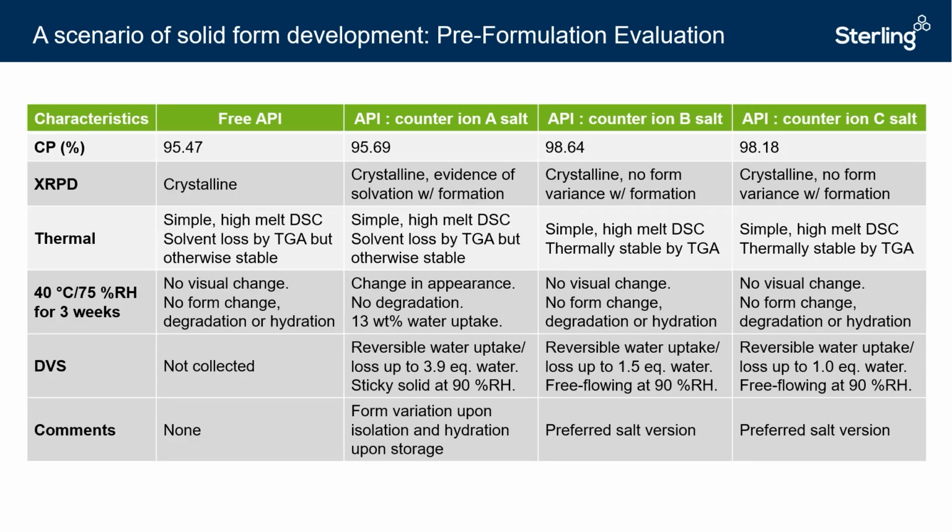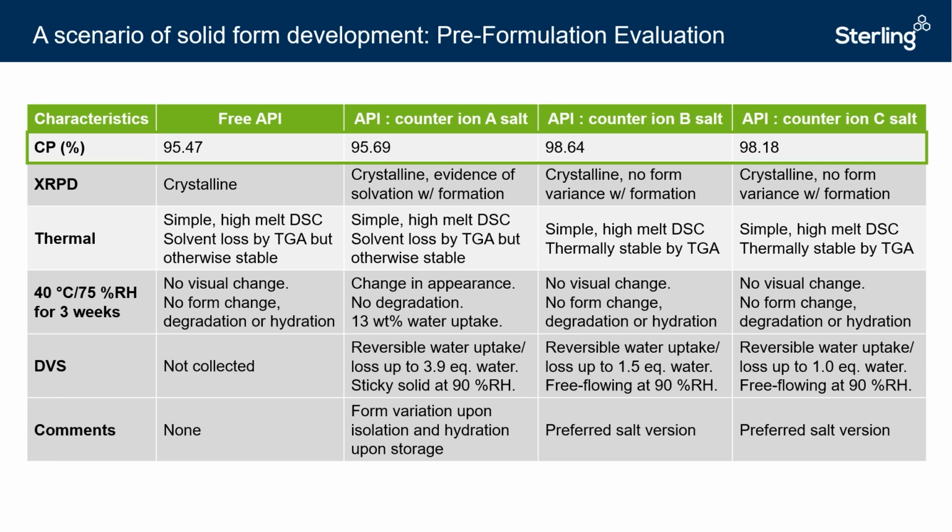The detailed table shown here is a summary of the solid form characteristics of the API salt versions isolated, including the impact of humidity by DVS and humidity and temperature following conditional storage. The salt formation of the counter-ion B and C salts afforded significant improvements to the overall chemical purity compared to the input free API, whilst the formation of the counter-ion A salt had relatively little impact on the overall chemical purity.